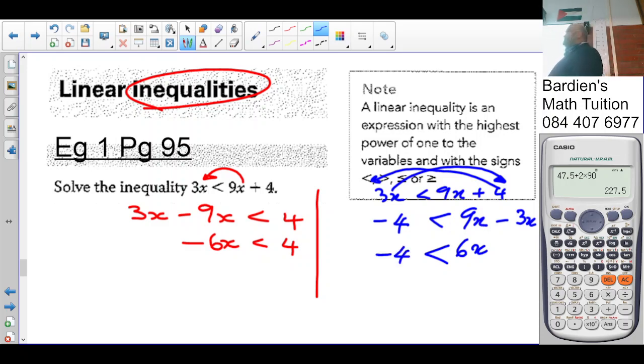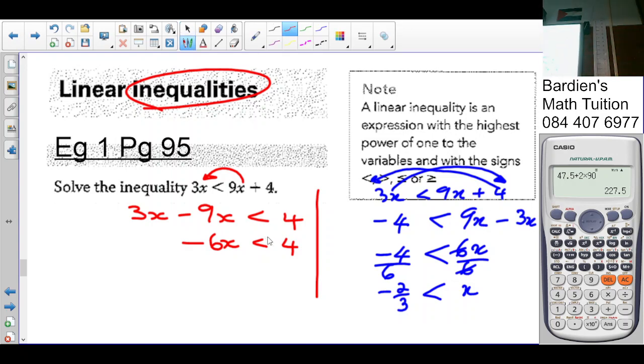So how do I get x on its own? Divide by 6 both sides, not so? So that cancels. So we have x is greater than negative 2 over 3. You all agree x is greater than negative 2 over 3.